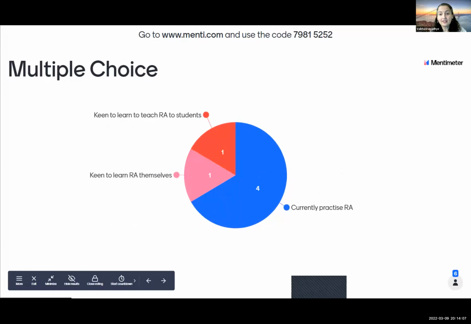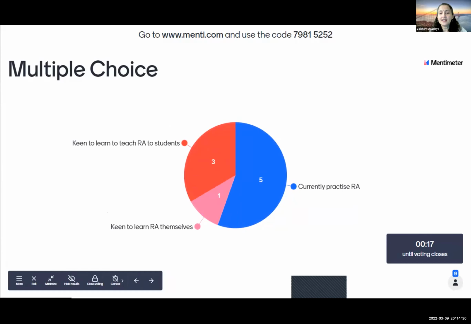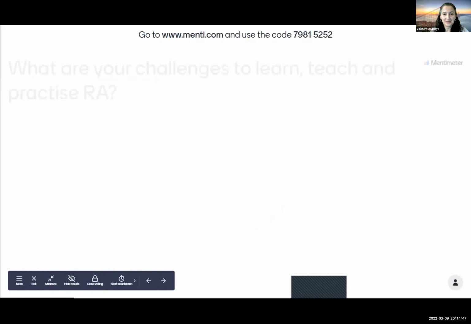Yes, they are keen to learn and currently practicing as well. Let the numbers keep flowing. I'll give you a countdown of 30 seconds. I'm inviting all to use menti.com and the code mentioned on top of the slide. Currently, among those practicing regional anesthesia, anesthesiologists are the majority, and I'm glad to see this because this session will be relevant to all, even to the students. All right, let's close the voting for now and take you to the next slide.